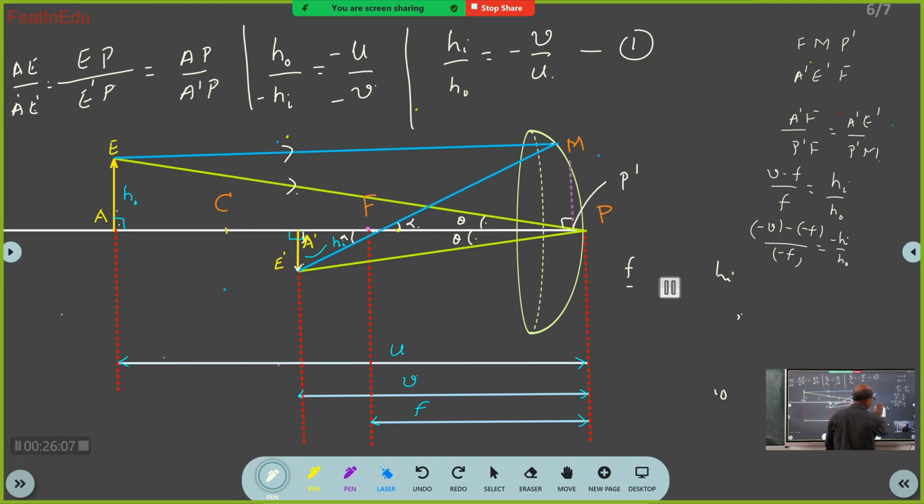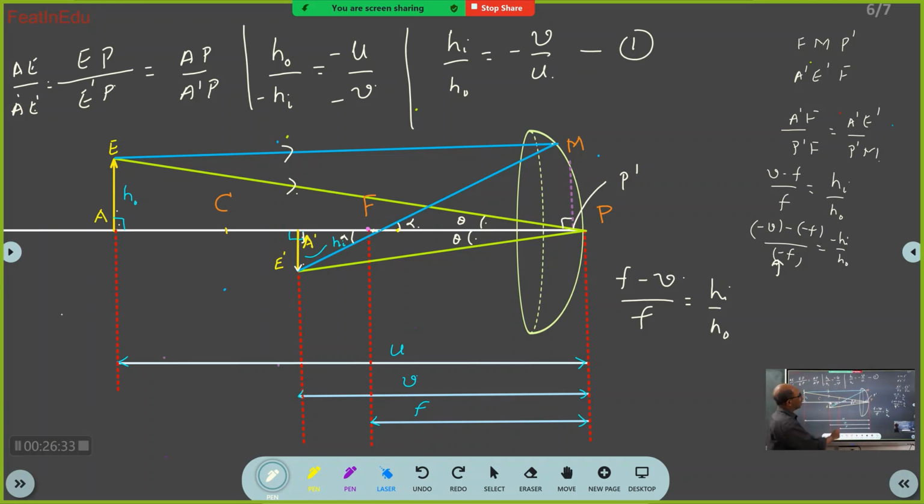Now see here. There is minus minus, so you simply get F minus B. So this minus you take to the right, so that becomes plus. So you simply get F here and HI upon H here. Got it?